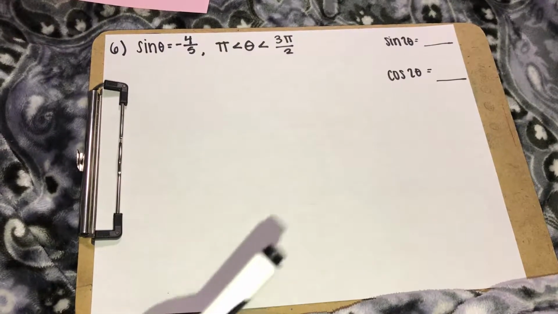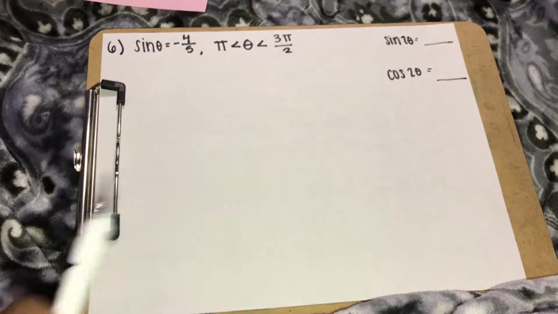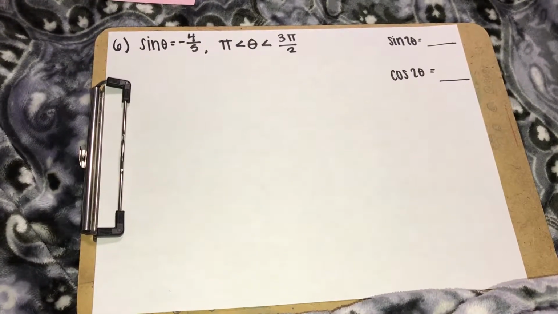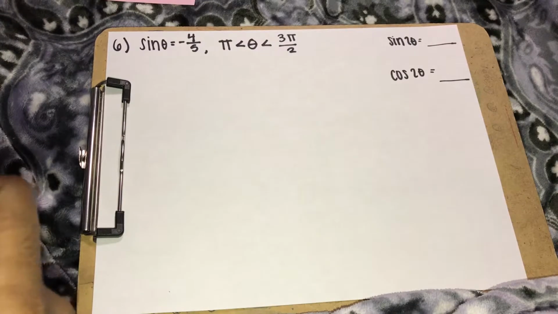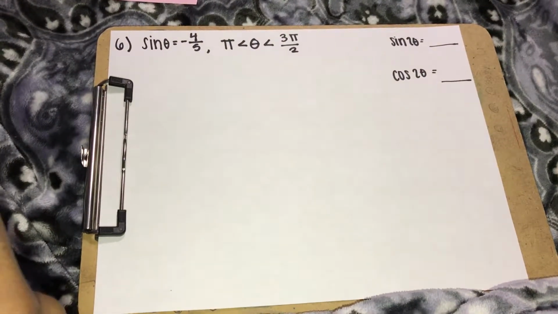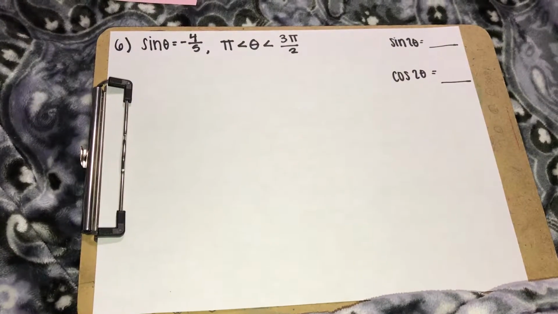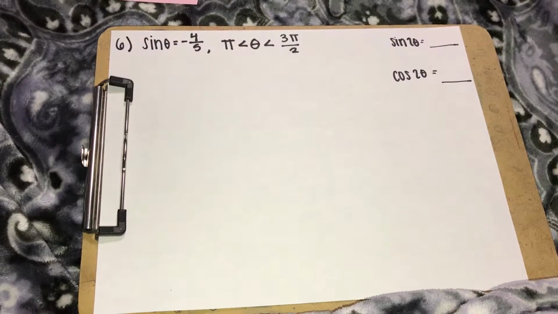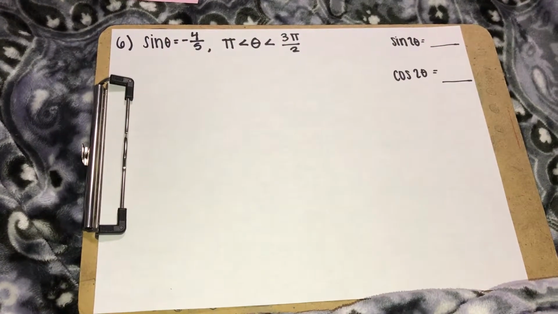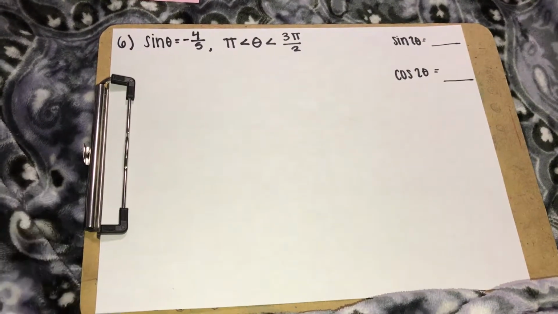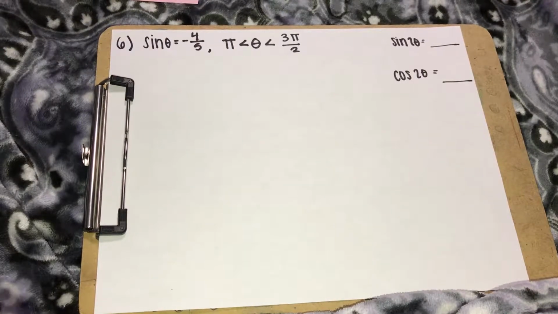Okay, so for my performance final, I'm going to be showing you how to do question number 6. Question number 6 is a double angle problem in which you are asked to find the values of sine 2 theta and cosine 2 theta, given that sine of theta equals -4/5 and theta is greater than pi but less than 3 pi over 2.